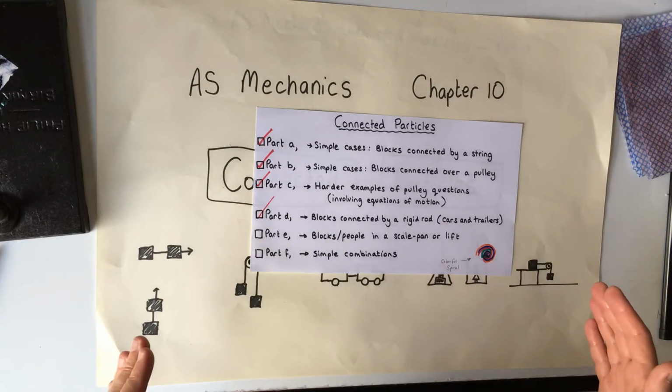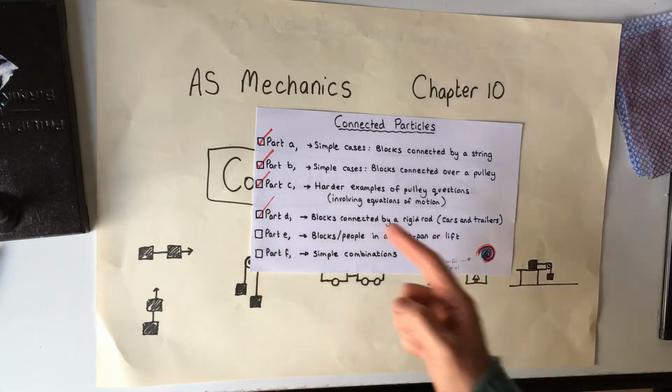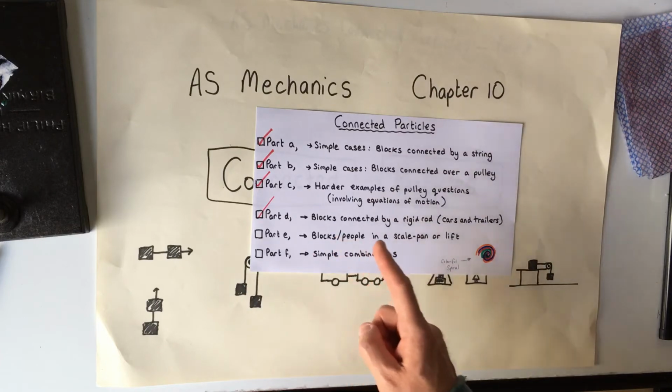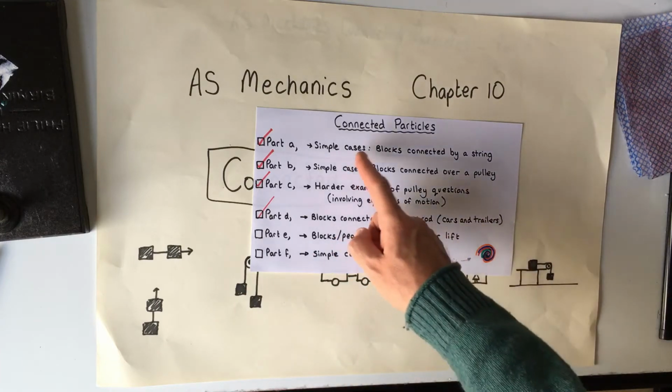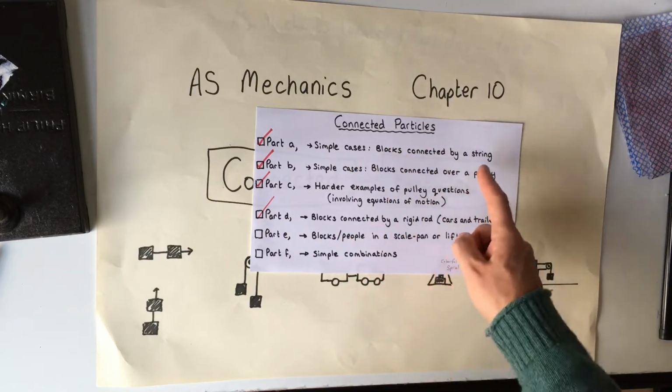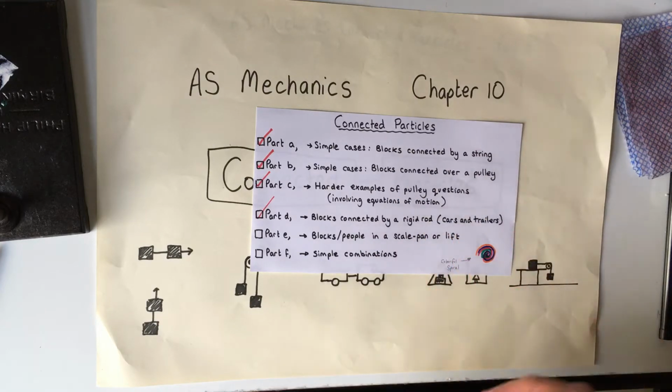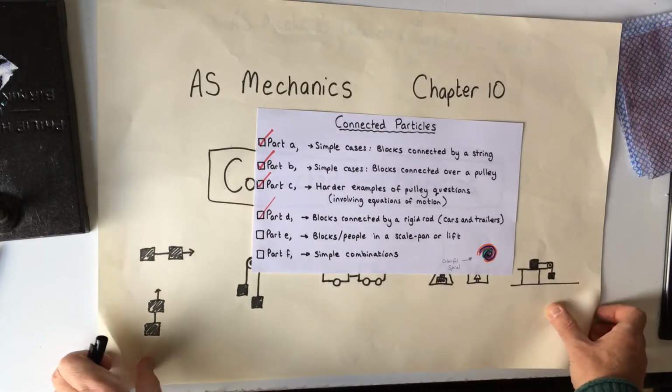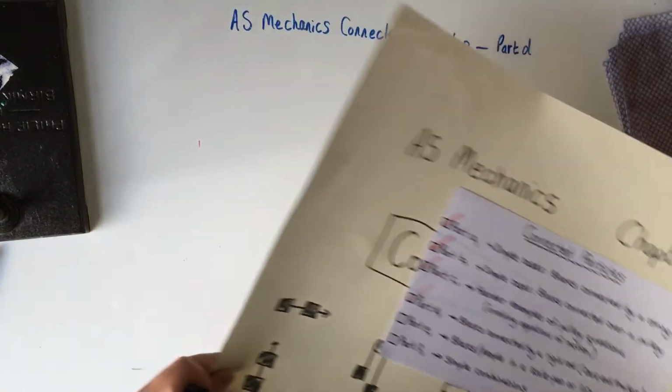Okay, it's this series of connected particles, and this is part D, and we're looking at blocks connected by a rigid rod. Same as the first one really, but not a string, a rigid rod. And that happens in tow bars in cars and trailers. Okay, let's do that one.